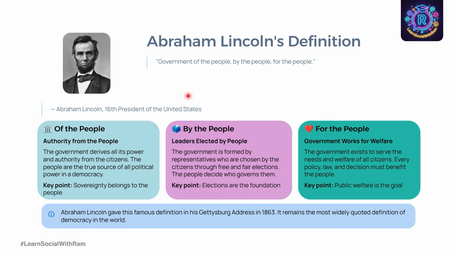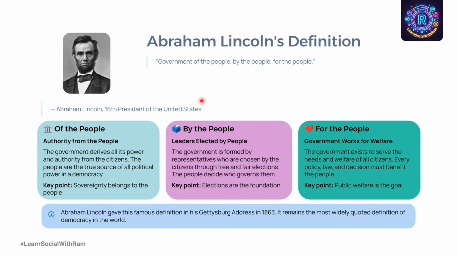Now, let us try to understand this very carefully. Abraham Lincoln defined democracy as government of the people, by the people, for the people. Now, let's break down each of them individually. First one, of the people. What is this of the people? Government gets authority from citizens. That means the power comes from the people.